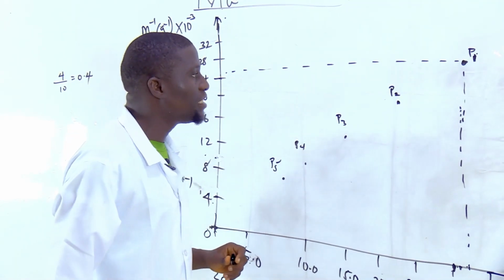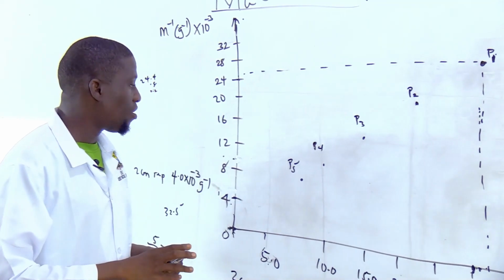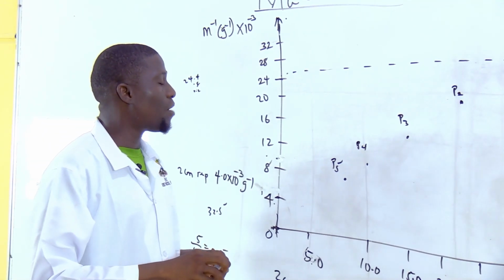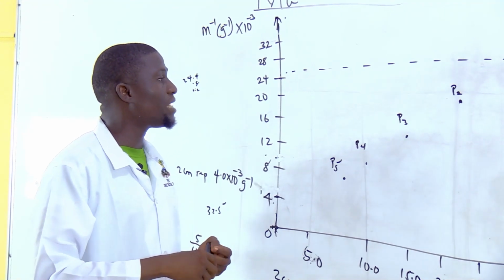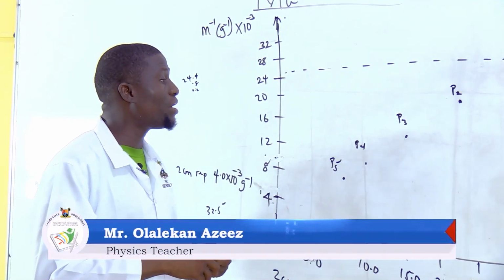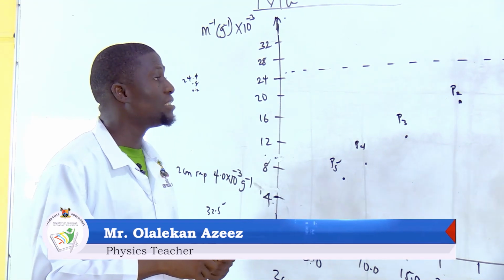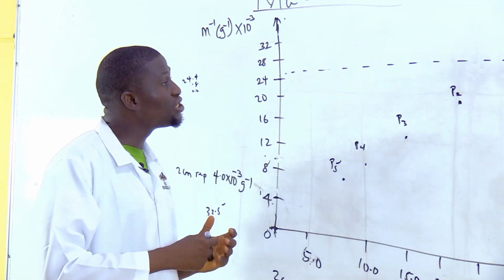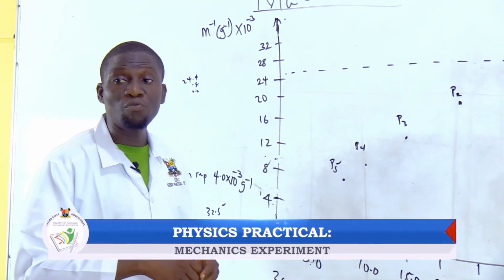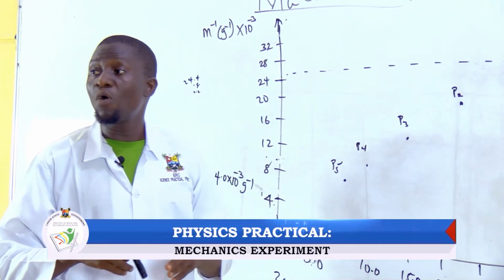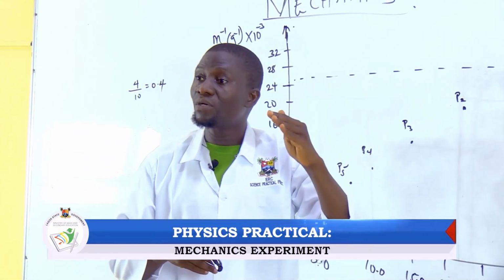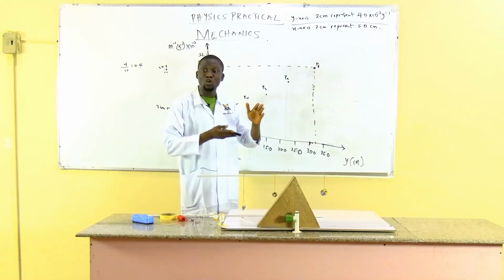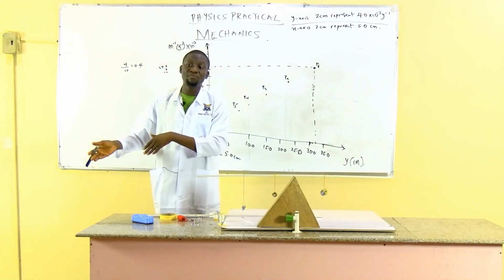So the next thing is to draw the line of best fit. Now we expect you to ensure that you have 3 points on a straight line and the other 2 points, if they are not on the line, should be distributed evenly. What do we mean by evenly? We want one to be above the line and the other one below it, not the 2 points on the same side of the graph.